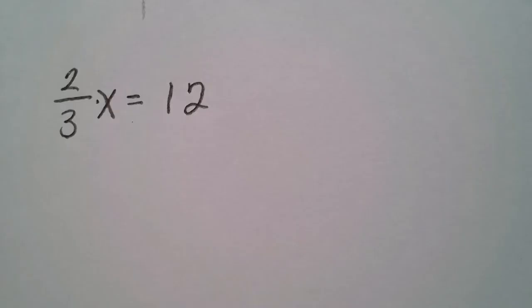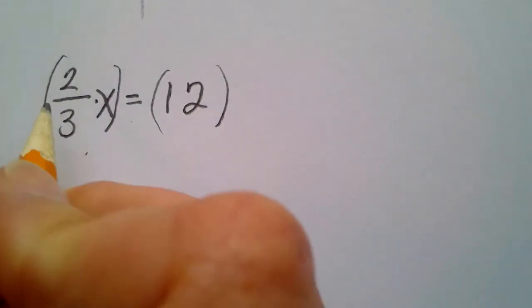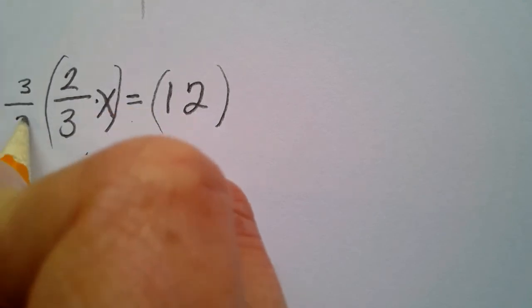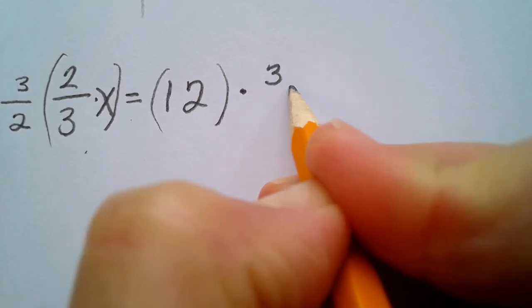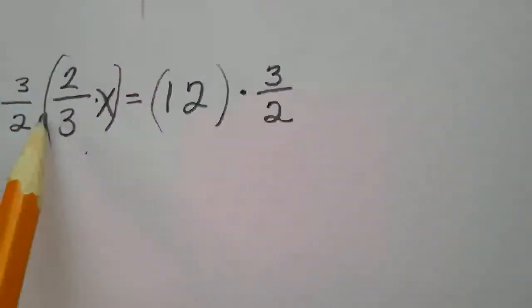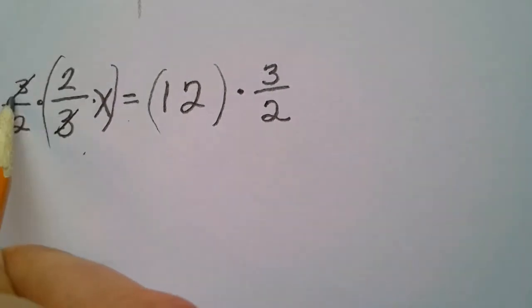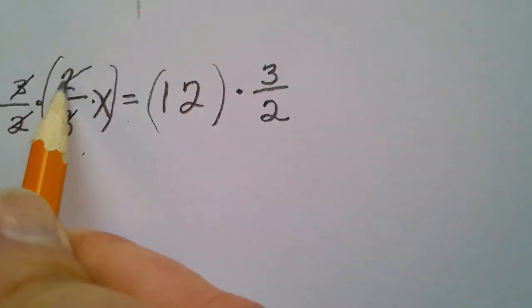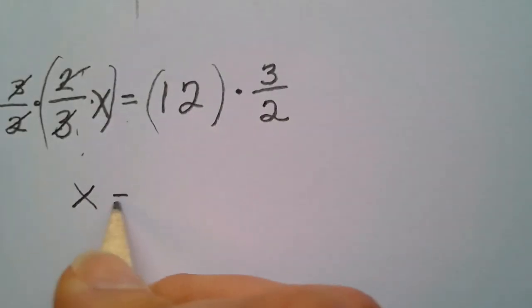But remember, when you divide by a fraction, you're really just multiplying by the reciprocal. So my first step here would be to multiply both sides by the reciprocal of 2/3, and that way you can get at your answer very quickly. Okay, so if I multiply both sides by the reciprocal of 2/3, look what happens here. These 3's cancel out to make 1's. These 2's cancel out to make 1's. So this is all canceling out to be x on the left.